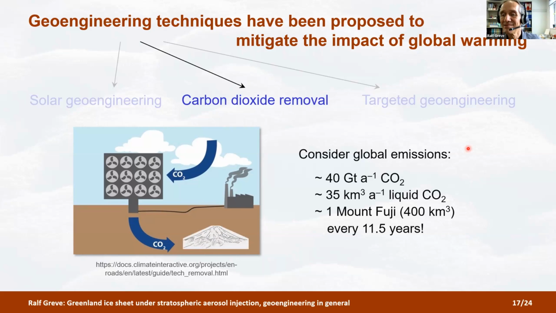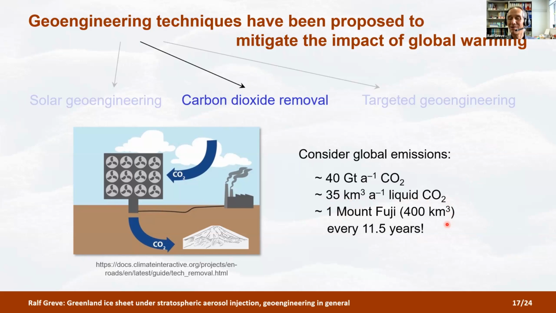Okay, I would just like to give you a bit of a sense for the scale we are talking about here. So the global emissions of CO2 are approximately 40 gigatons per year at the moment. So it's 40 billion tons. If you convert this to liquid CO2, which is kind of the idea, you pressurize CO2, it becomes liquid, and then you keep it underground, it would amount to about 35 cubic kilometers per year of liquid CO2.